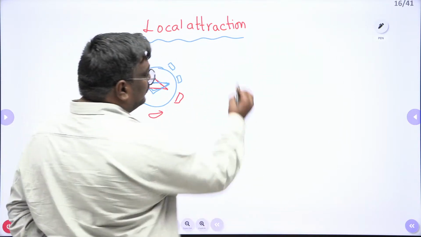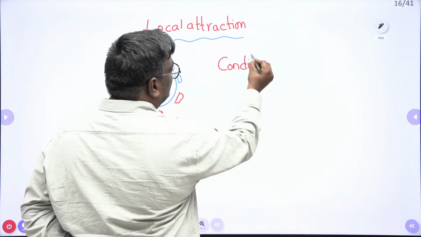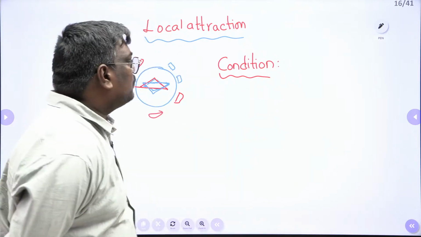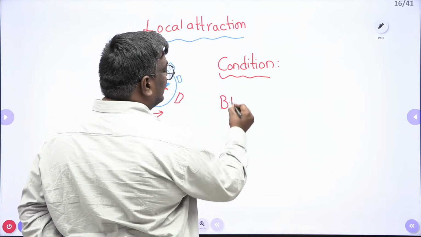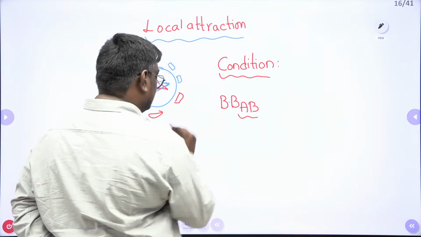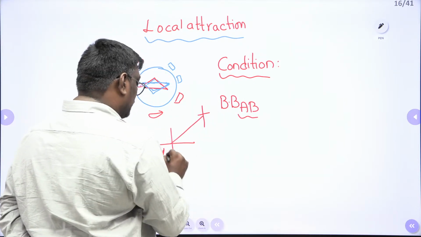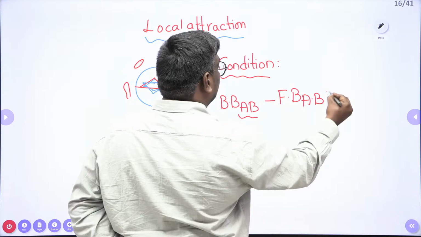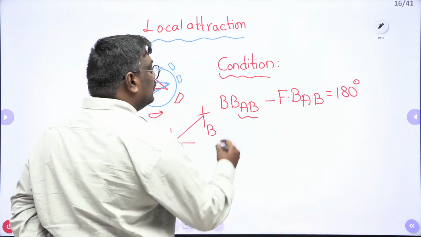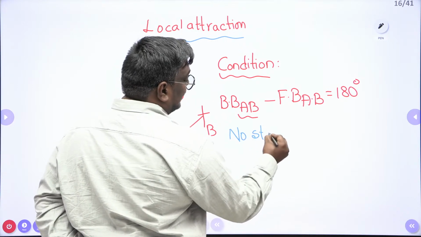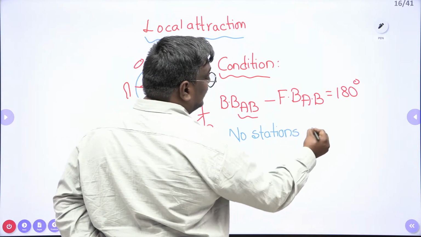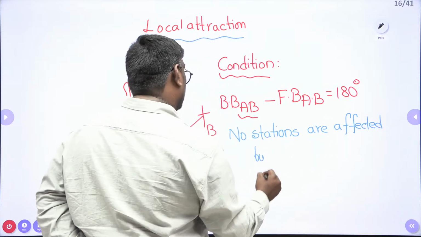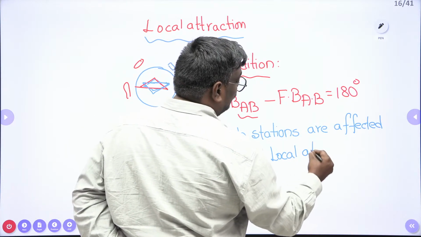Now, my dear students, I would like to tell you the condition of local attraction. There was a previous GATE question on this; in the last 5 years, they asked it 2 times. Suppose we take 2 stations, A and B. If back bearing minus fore bearing of AB is equal to 180 degrees, then, very important, no stations are affected by local attraction. Again, if the back bearing minus fore bearing is equal to 180 degrees, you can say that no stations are affected by local attraction. Please write down this point, it will help you.